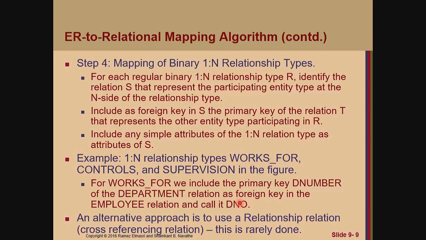So in this Works For relation, we have the department relation and the employee relation. Employee is on the N side, many is here. So we add DNO from the other side of the relation into the employee table to store the Works For relation. Okay.